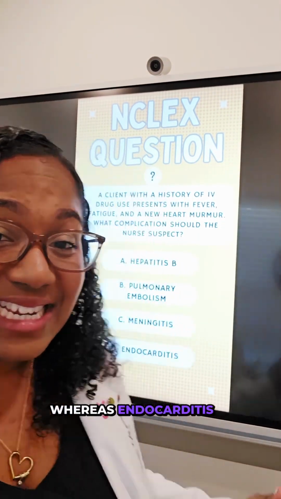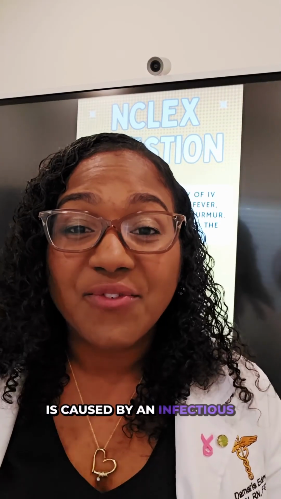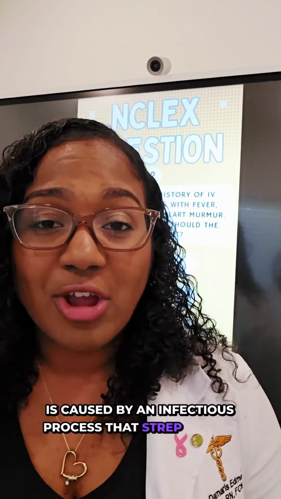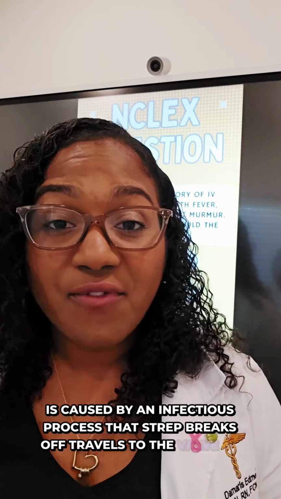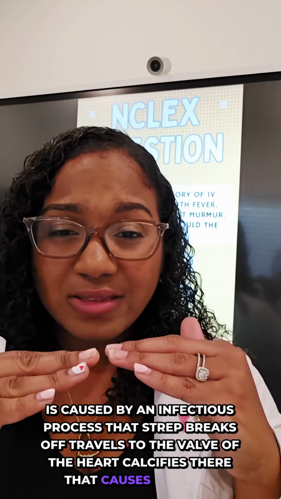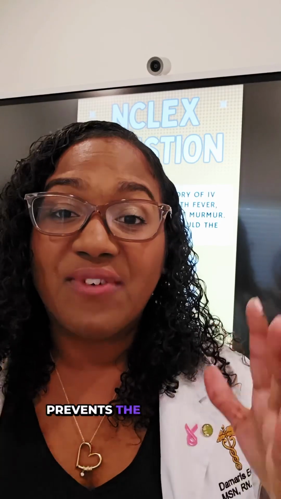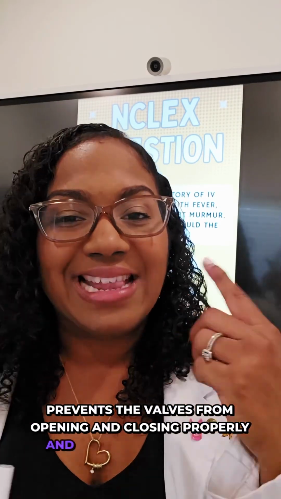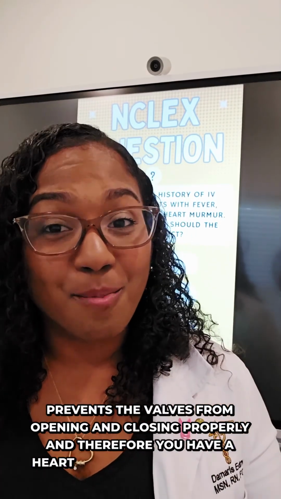Whereas endocarditis, D, is caused by an infectious process that strep breaks off, travels to the valve of the heart, calcifies there, that causes stenosis, prevents the valves from opening and closing properly, and therefore you have a heart murmur.